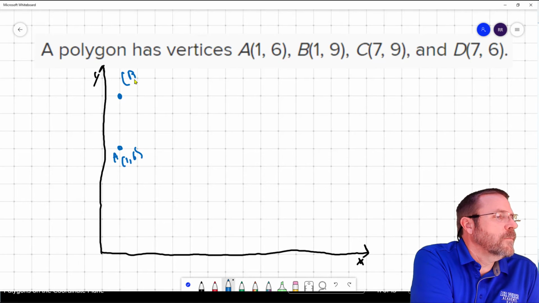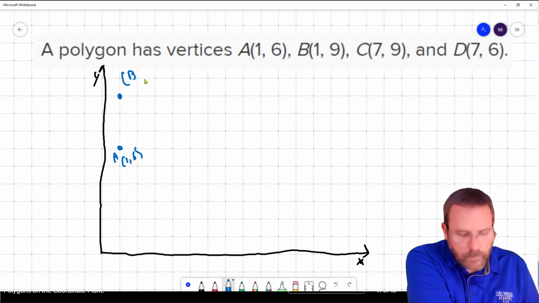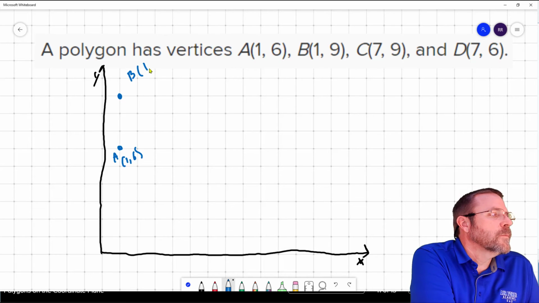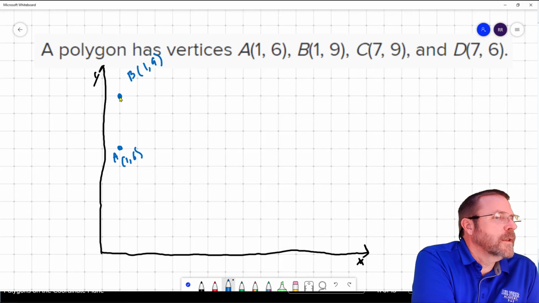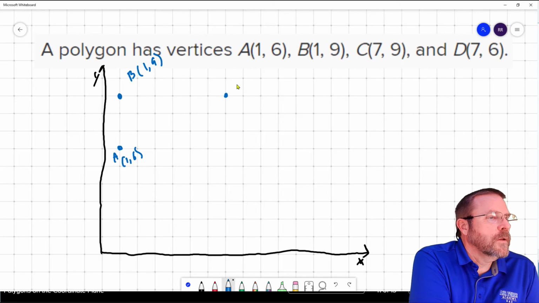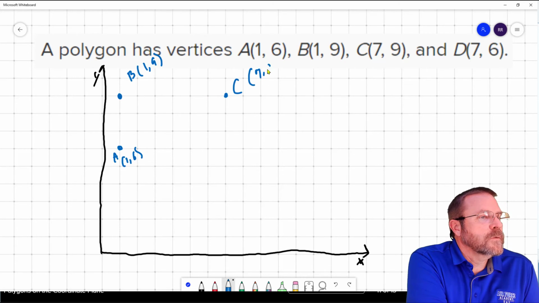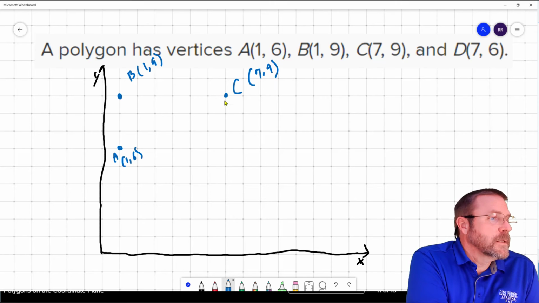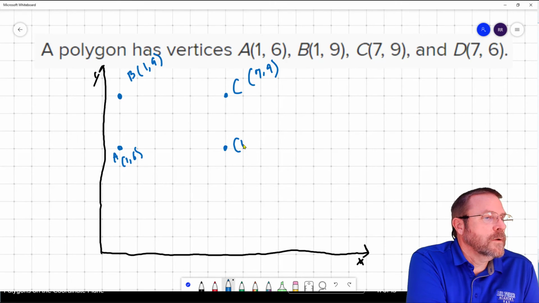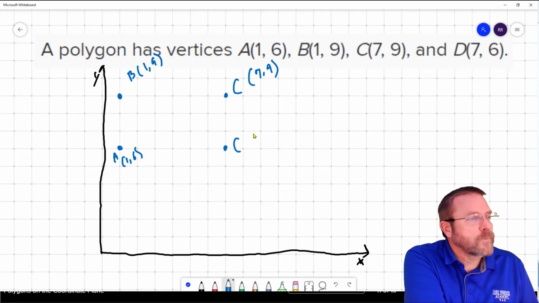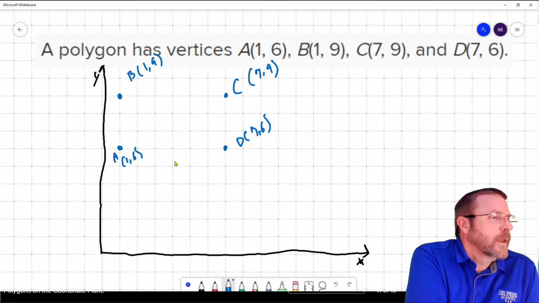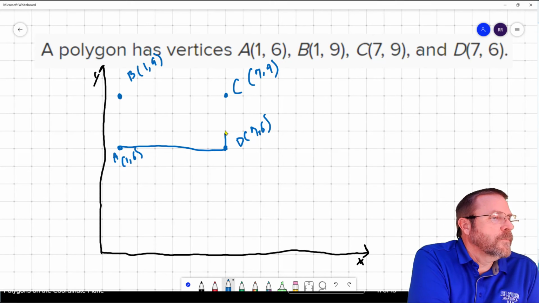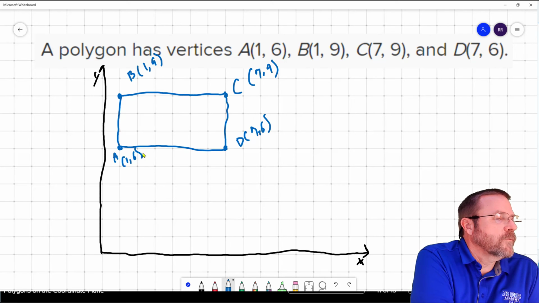And that's going to be point B, which is, actually I did that wrong, B doesn't go on point B, which is at (1, 9). Next I have point C, which is at (7, 9). So I'm at 1, 2, 3, 4, 5, 6, 7 right here. That's going to be C, which is at (7, 9). And finally D is going to be (7, 6), which is right here. D is located at point (7, 6). Now we're going to connect those points with a line, and we're going to start finding out some information.